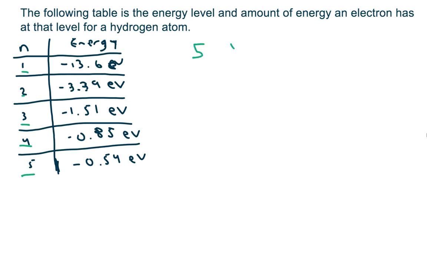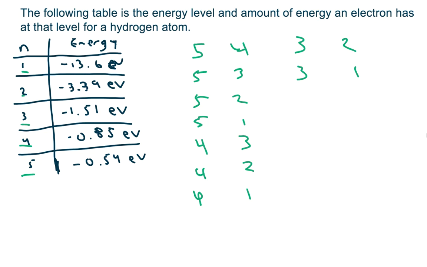So you have one that goes from 5 down to 4. Then you can start at 5 and jump down to 3. Then you can start at 5 and jump down to 2. Then you can start at 5 and jump down to 1. Those are all possible. An electron could potentially be in the 4th energy level and jump down to the 3rd one. It could be in the 4th one and jump down to the 2nd one. It could start in the 4th and then the 1st one. An electron could start in the 3rd one and jump down to the 2nd one. It could start in the 3rd one and jump down to the 1st one. And finally, an electron could jump from the 2nd one to the 1st one.